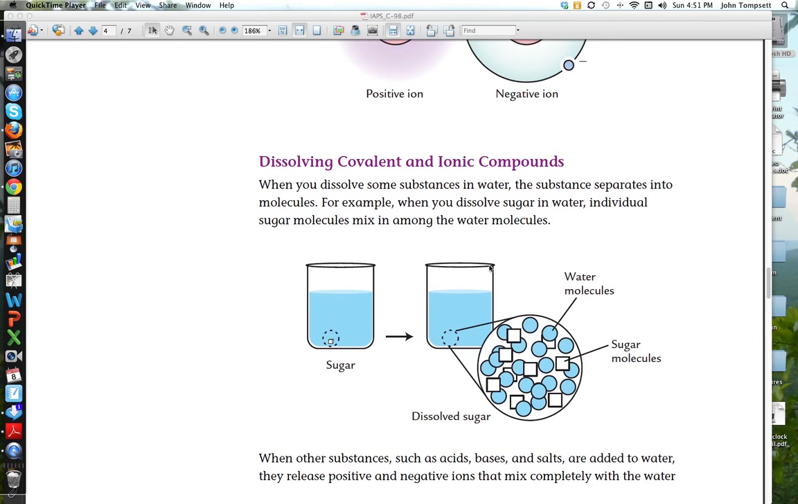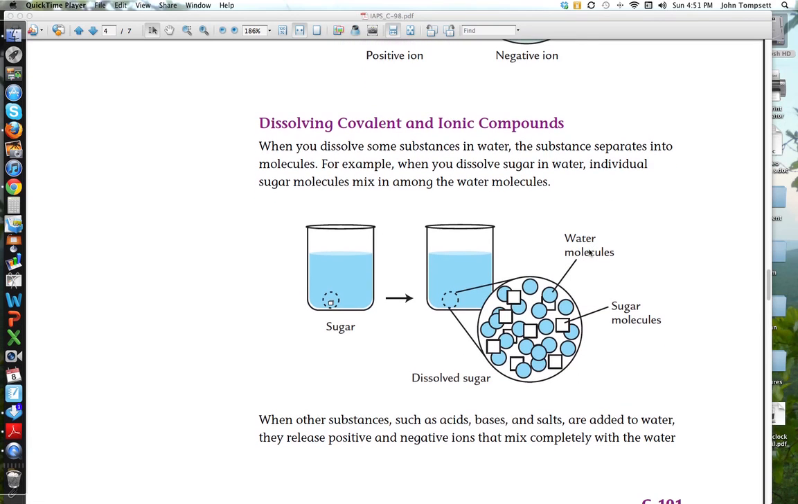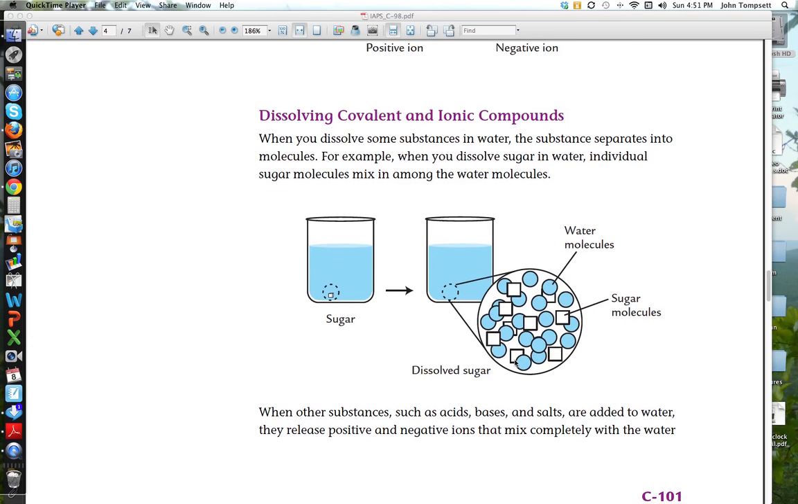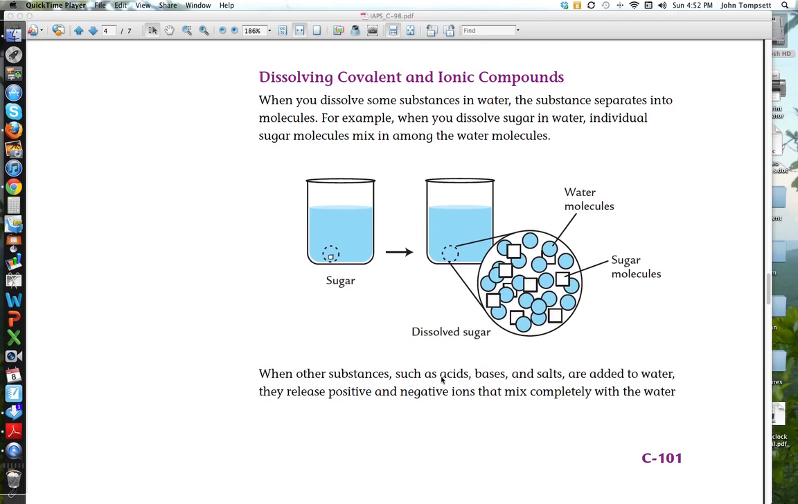Dissolving covalent and ionic compounds. When you dissolve some substances in water, the substance separates into molecules. For example, when you dissolve sugar in water, individual sugar molecules mix in among the water molecules. You can see here's the sugar. It's dissolved. We now have water molecules and sugar molecules. However, when other substances such as acids and bases and salts are added to water, they release positive and negative ions that mix completely with the water. That's not the case here.